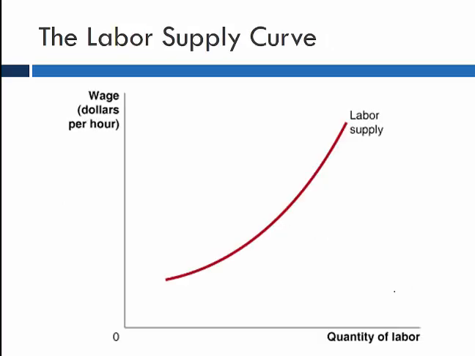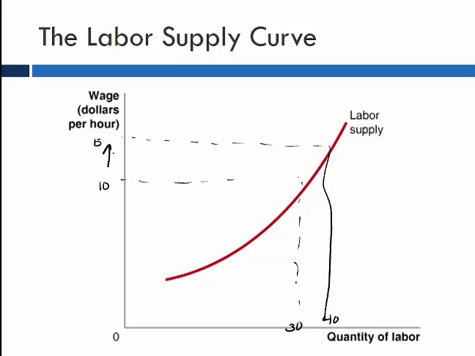For most people, this is what the supply curve looks like. The higher the wage, the higher the quantity they're willing to supply. Let's say at $10 an hour, you're only willing to work part-time, 30 hours a week. But if the wage goes up to 15, then you'll be willing to work 40 hours a week. You're willing to give up leisure time to take this extra wage here.